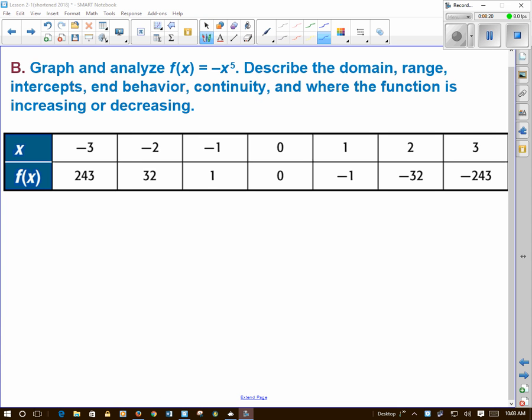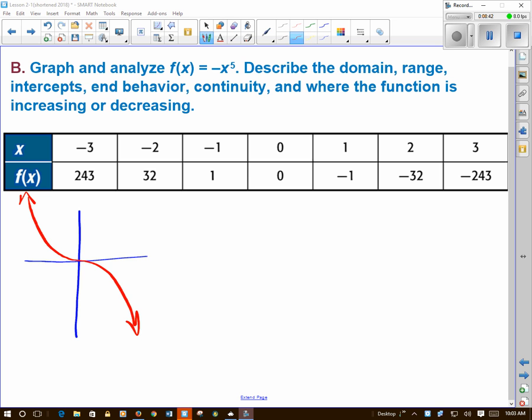We want to do the same thing here now with f of x equals negative x to the 5th. So let's just make a rough sketch of the graph. It's going to be, let's see, we have the negative in front. So that's going to be starting up here, coming down, and it's an odd power. So it's going to go opposite directions on the left and right half.